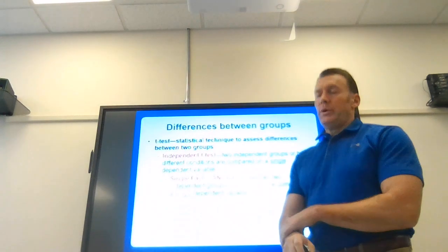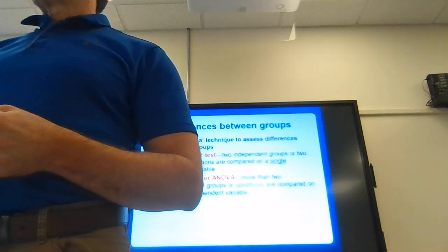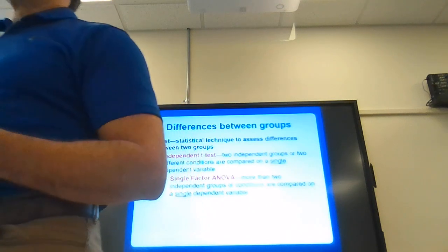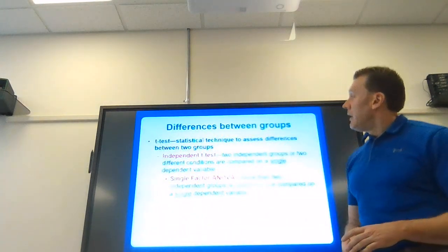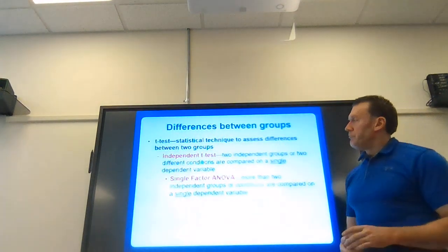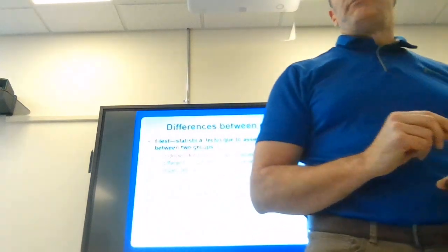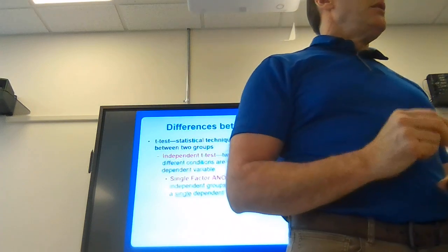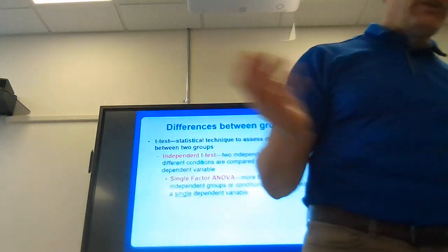Okay, so if we go beyond just 2 and we have more than 2, so say 3, that's when we get into ANOVA. And so I think it's chapter 11 is when we start ANOVAs in this class. So single factor ANOVA means one independent variable. Okay, so there can be multiple conditions within that one independent variable.